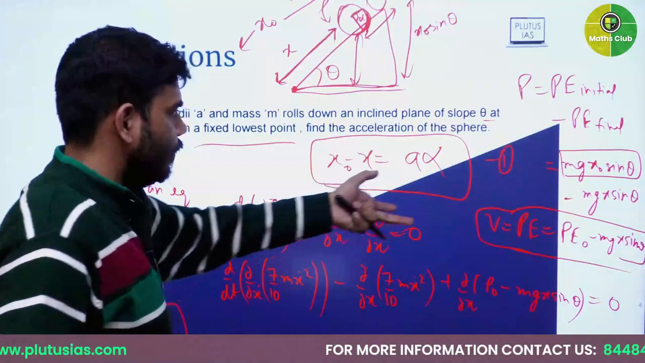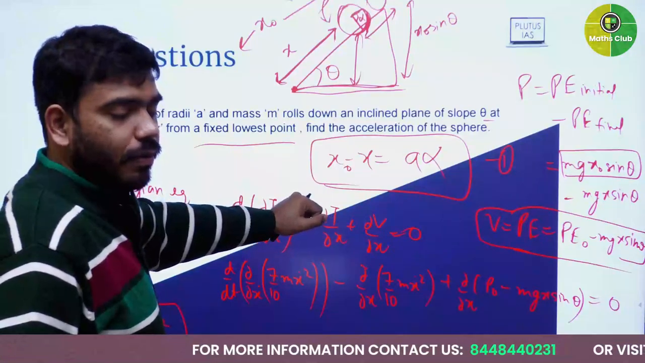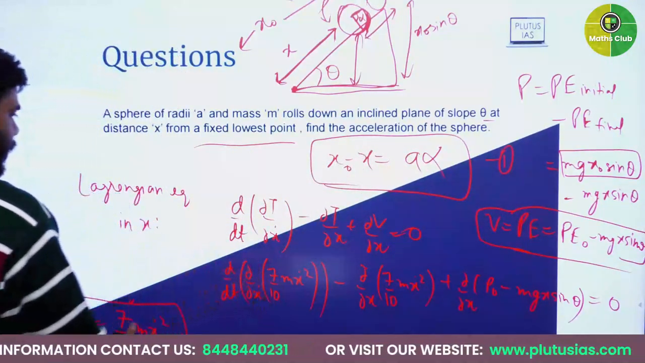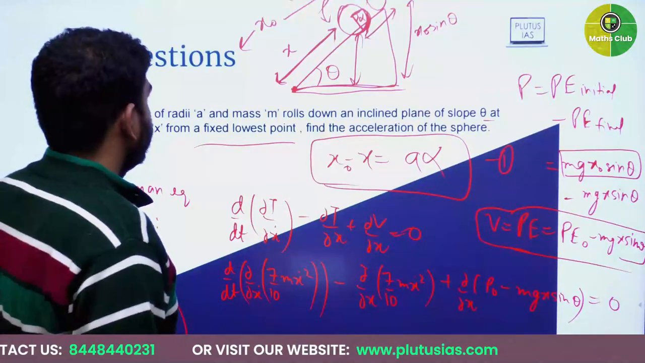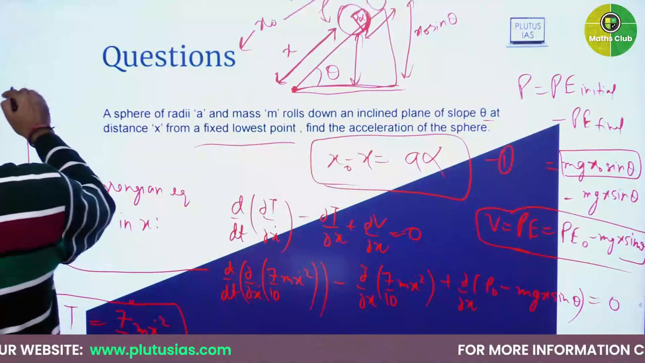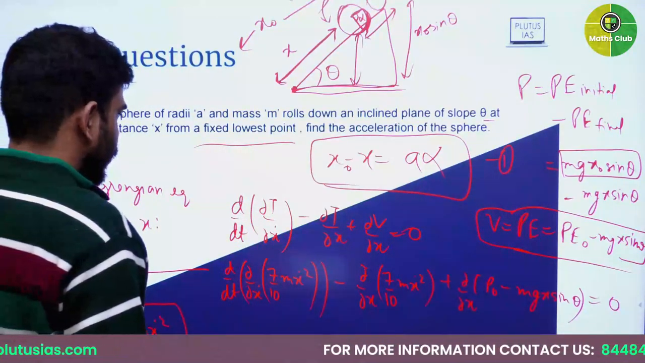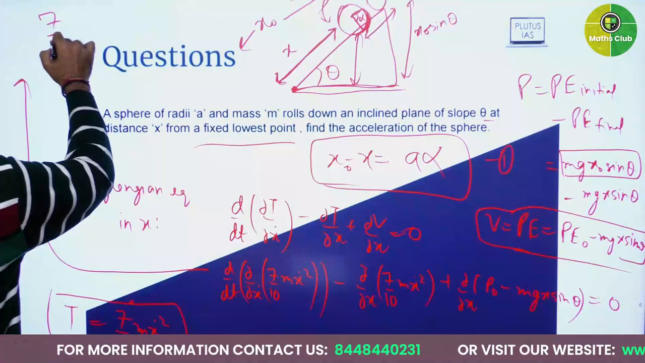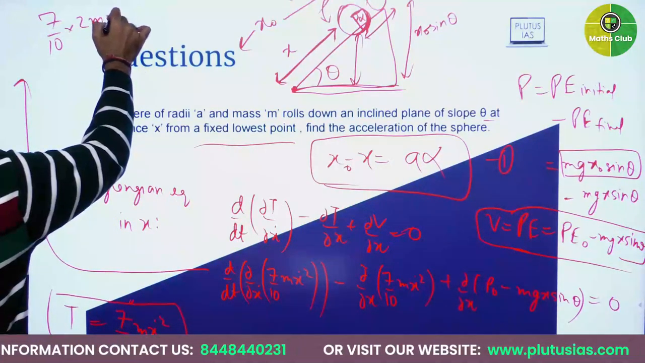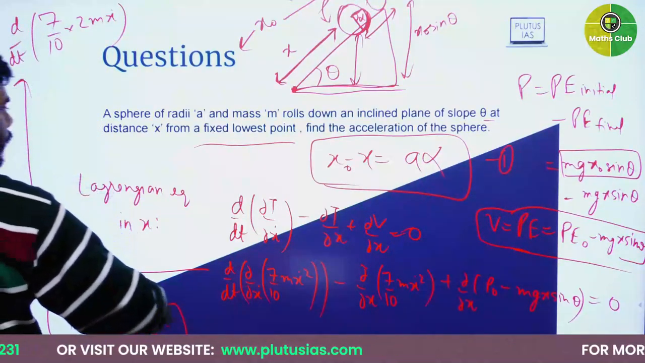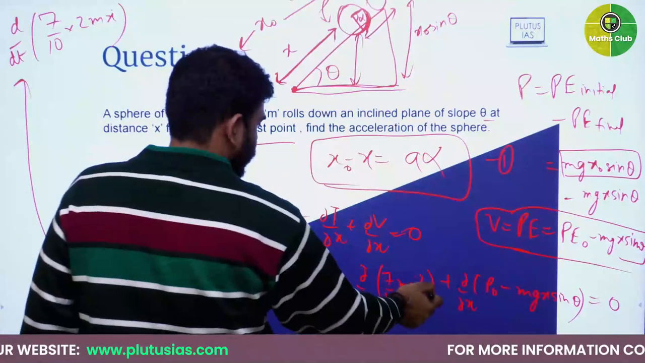of the expression of T and V, in which T and V are in terms of the generalized coordinate x. We just have to differentiate now, and I'll write the differentiation over here, on this side. Differentiating this, there is an x dot, so it will be 7 by 10 into 2 m x dot, d by dt.